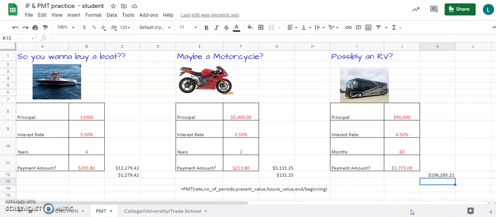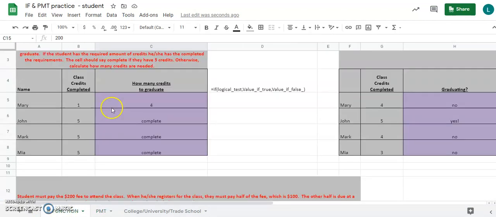So how much extra did you pay? What did you pay the bank for that money up front? Well, let's take that 106, which is K12, minus that 95,000. You paid $11,000 more so that you could space out your payments over 60 months and still be able to afford that RV, but you're paying $11,265.21 to the bank. And that's how much they made off of you to loan you that $95,000. So there you have it, PMT function and the IF function.